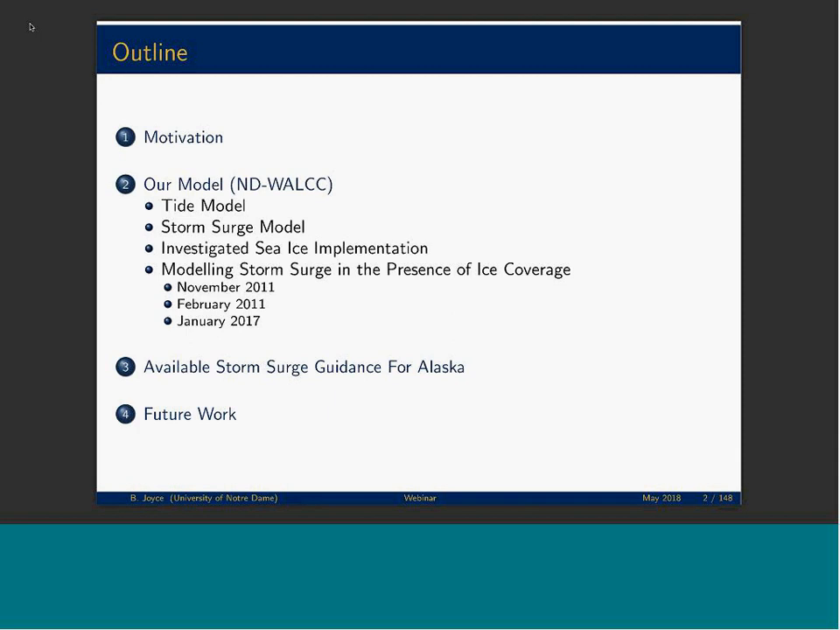Then I'll move on to how we're actually building our model, how it works, the different components of it, and how we've implemented the ice into the tide and storm surge model. This is shown through an investigation of 3 different storms which occurred in the presence of different ice coverages. Then I'll go on to show a brief overview of the available storm surge guidance for Alaska as it stands now, and then future work that we hope addresses the limitations both in where our model stands now and in the available storm surge guidance that exists out there for Alaska at the moment.